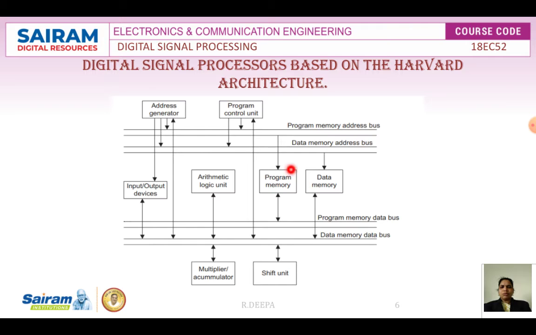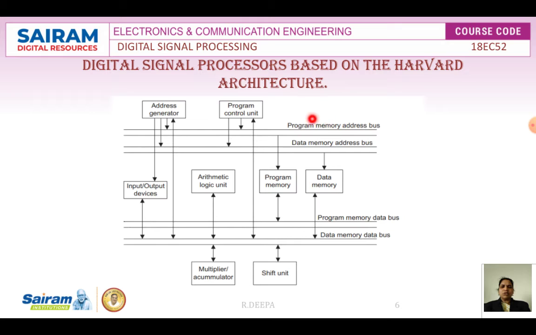And you can observe the program memory and the data memory, which is a separate unit in the case of Harvard architecture. And also you have this MAC, which is dedicated hardware in order to do the multiplication. Okay, and you have the shift unit, which is used for the scaling operation in the case of digital filter techniques.